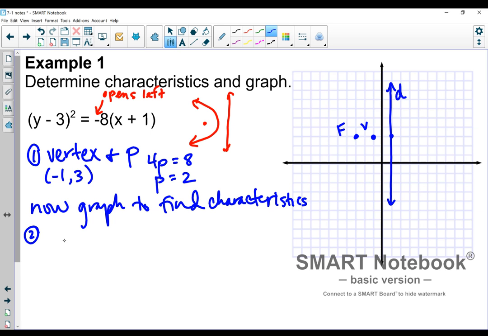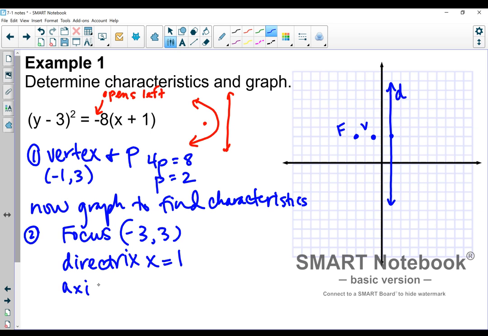So my second step is listing it all out. I've got my focus that is at (-3, 3). My directrix is at x equals 1. And my axis of symmetry, can't forget about that. That would be a horizontal line through those points. So y equals 3.